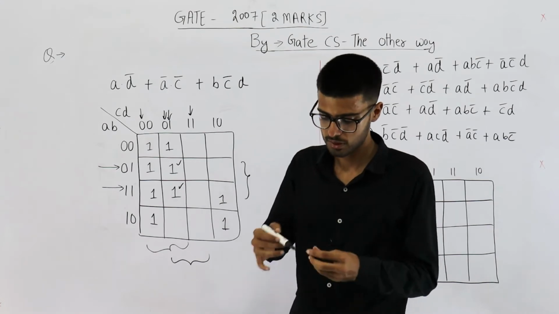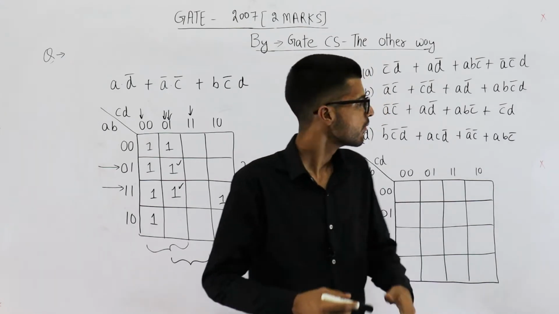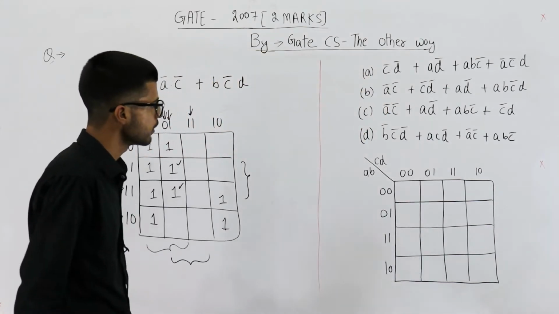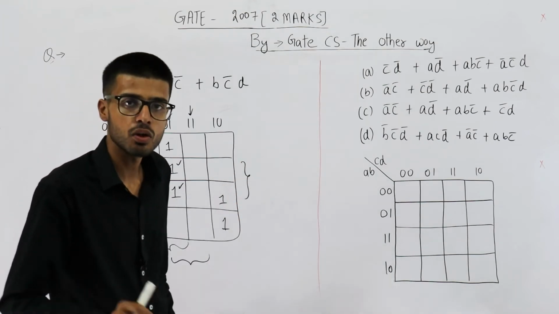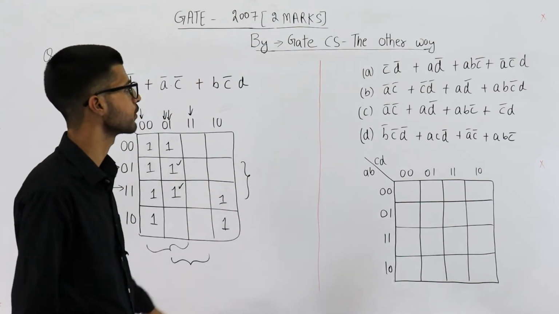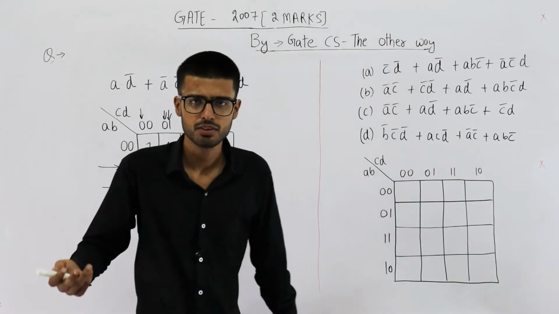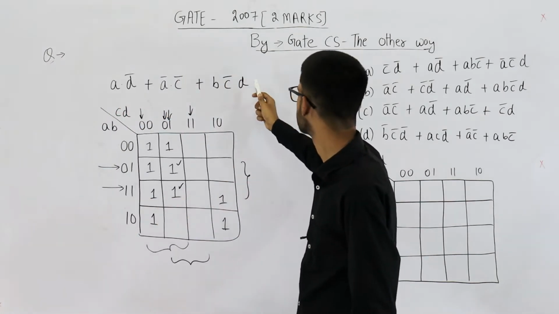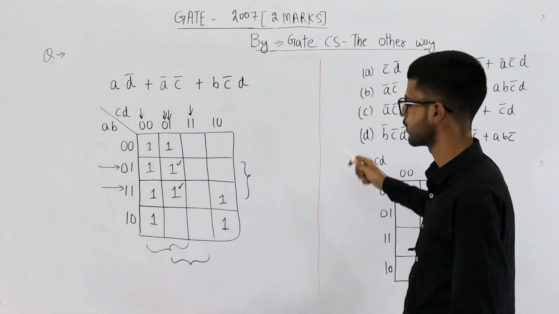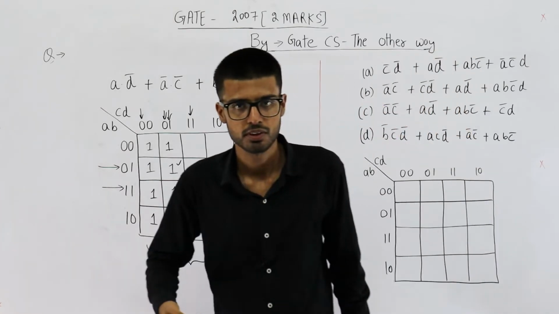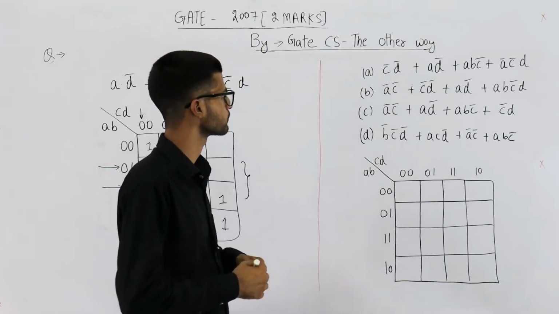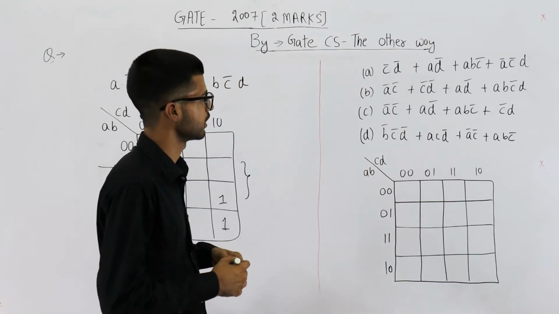Now let's move on to the second part of this question. The second part says, which of the following does not correspond to this K-map? The K-map obtained in the previous one. So you just need to fill 5 K-maps: 1, 2, 3, 4, 5. You need to fill these 5 K-maps and it's for 4 marks. Let's fill them one by one.